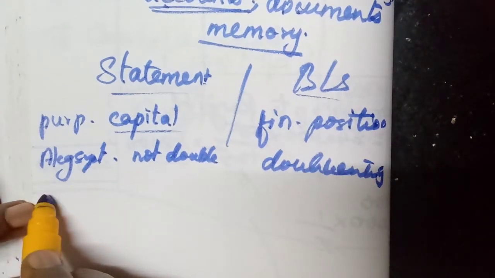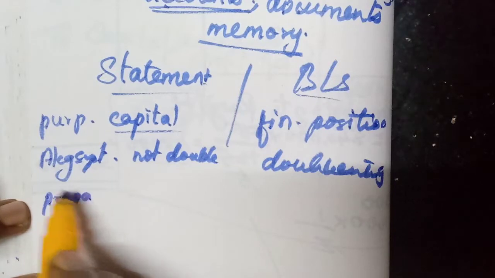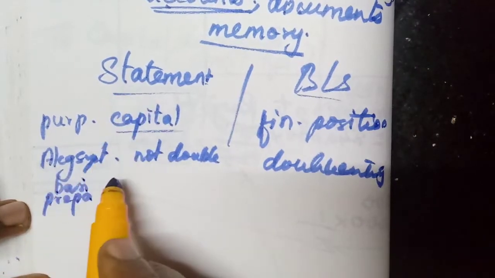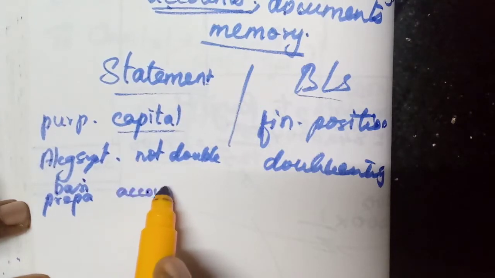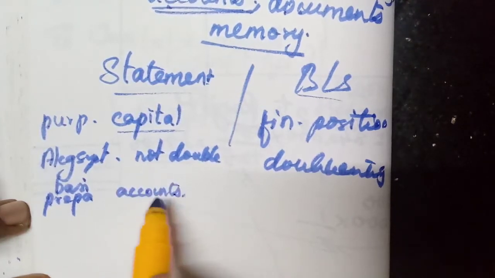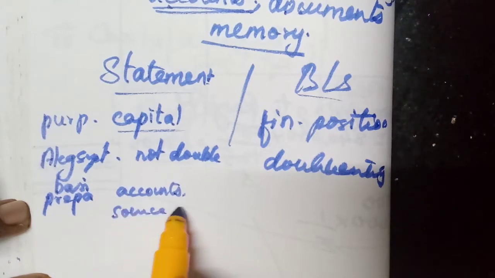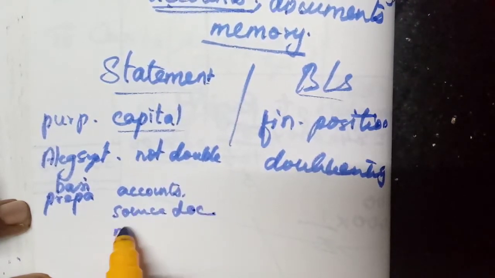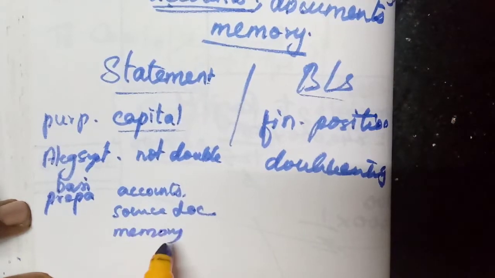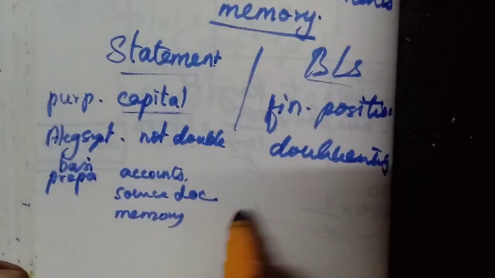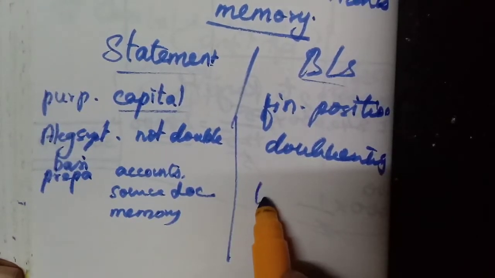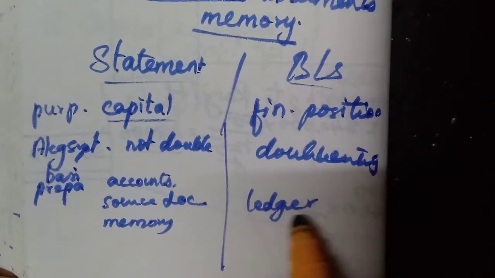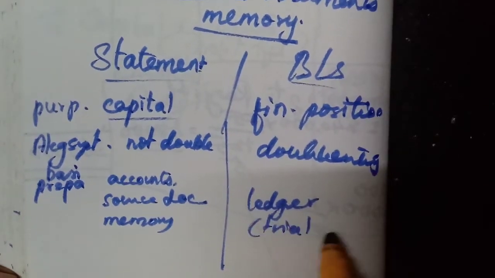Then the third one, preparation. What is the basis to prepare the statement of affairs? We have learned some from the accounts they may maintain for some items, then some from the source documents, then others from their own memory, the owner's memory. But the balance sheet is prepared as per the balances of the ledger accounts, or we can say with the help of the trial balance.